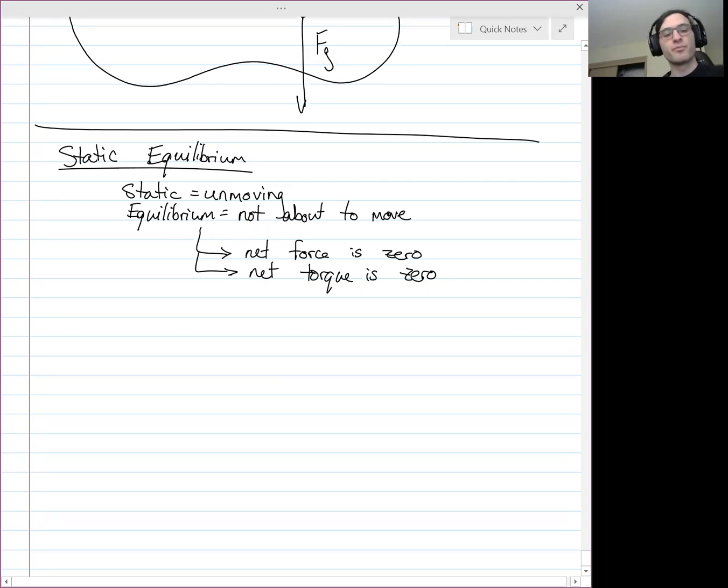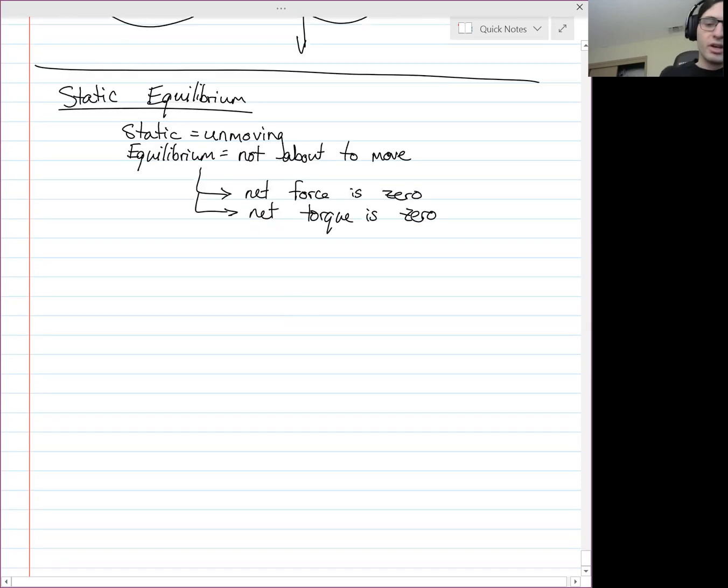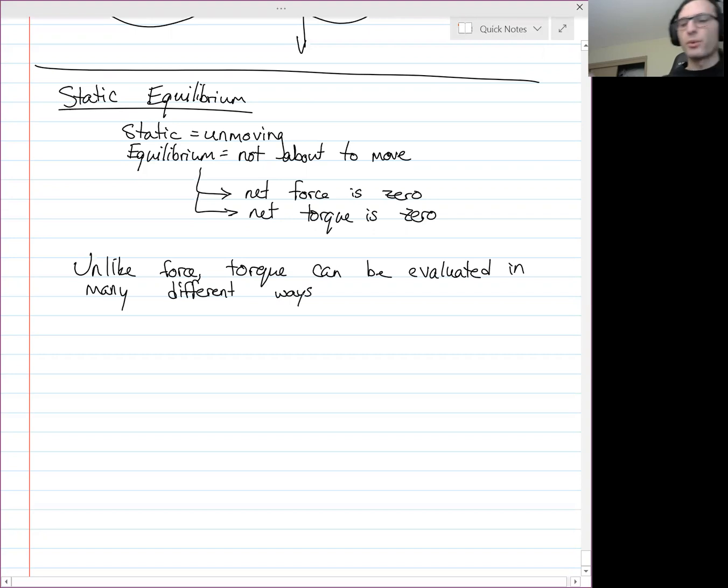Now the question is, you know how to compute torque if I tell you where the pivot point is, but what if there's no obvious pivot point? What do you do? Well, unlike force, torque can be evaluated in a lot of different ways. And one thing to pay attention to is that it can be evaluated in a lot of different ways because it depends on the location of the pivot point.